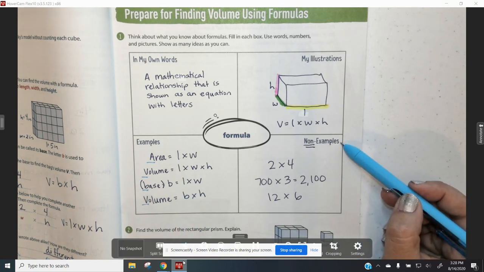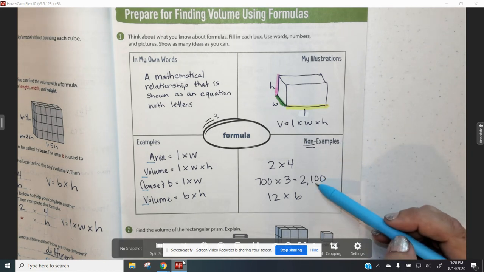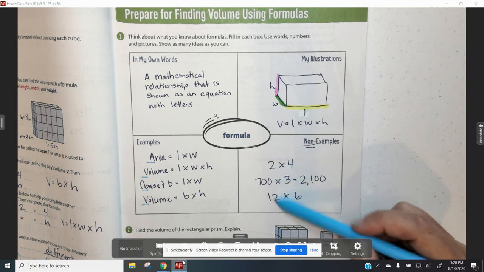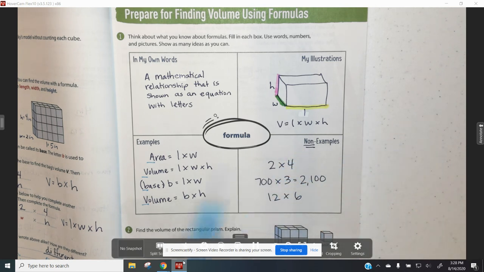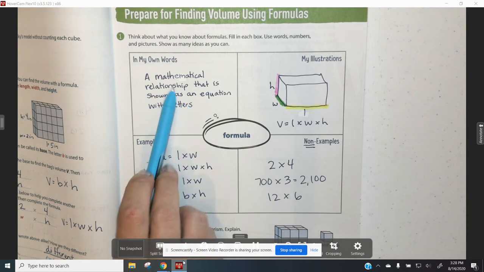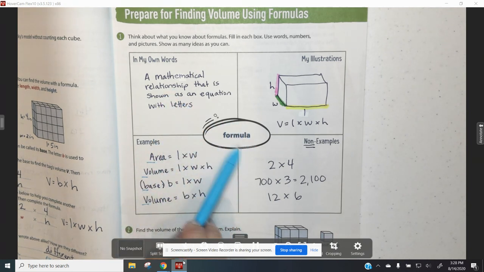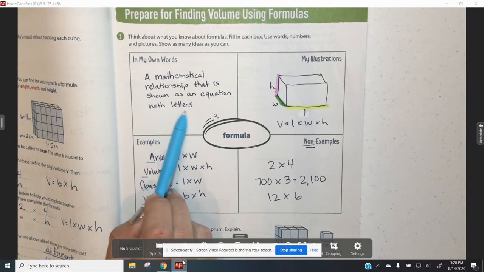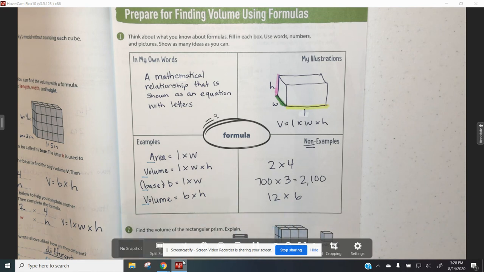Some non-examples of formulas are 2 times 4, 7 times 3 equals 21, 12 times 6. All three of these examples use numbers. And if you come back to the beginning, what makes a formula so cool is that it is a mathematical relationship that is shown as an equation with letters. So these are non-examples because they're not formulas. They all have an exact answer and they're always the same answer. Over here, you can put any number in for a length, any number in for a width, any number in for a height, and get a different value each time.